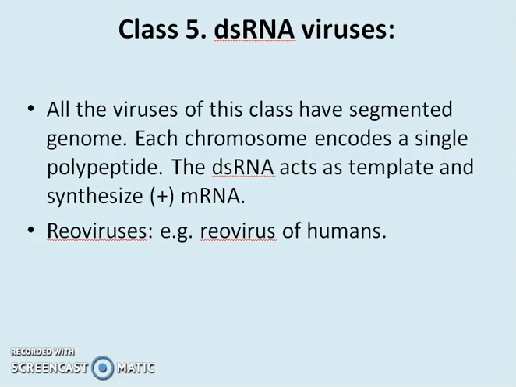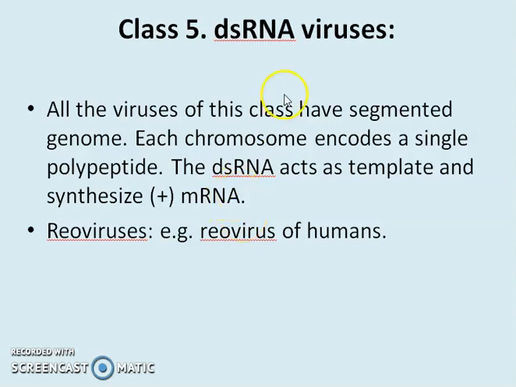Hi students, now we'll move to the fifth class of animal viruses, which are double-stranded RNA viruses. The viruses of this category have a segmented genome. The double-stranded RNA is segmented and each segment encodes a single polypeptide. The double-stranded RNA acts as a template and synthesizes a positive-stranded or plus-stranded mRNA.